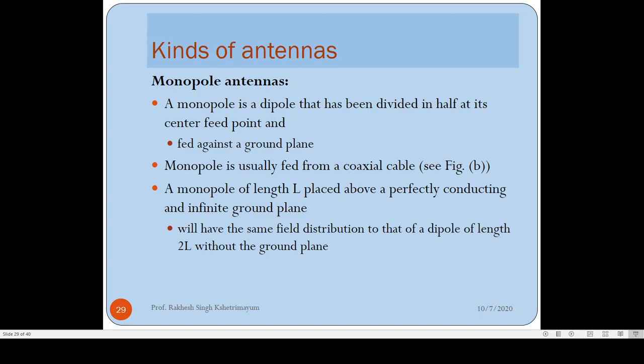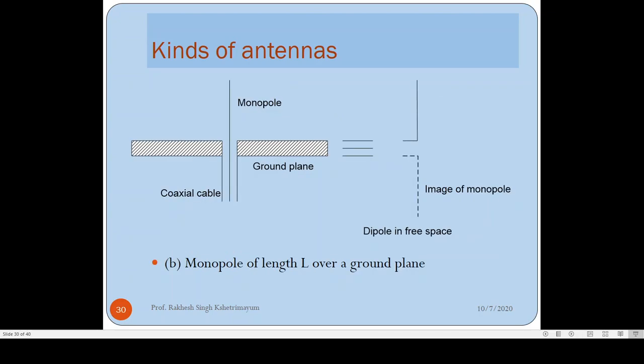Such antennas, which are fixed on the rooftop of your car or any other place, where you have a conductor and you fix another antenna, people usually call a monopole antenna. You have a dipole antenna, you cut it in half and you fix the upper arm of your dipole antenna on a conducting plane. Those kinds of antennas are called monopole antennas. So this is what we are showing here. You have a ground plane which is made of metal. You fix a monopole antenna which is half of the dipole antenna.